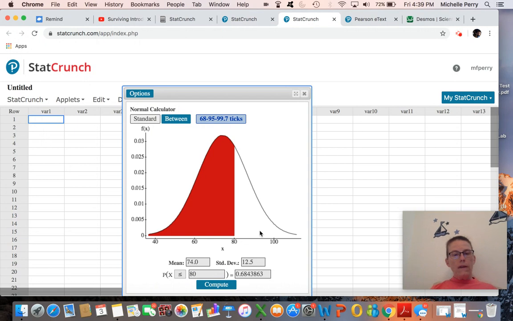And then you can see that our probability of selecting that one female whose pulse rate is less than 80 beats per minute is 0.684, or a 68.4% chance that we're going to select an individual female whose pulse rate is less than 80 beats per minute.